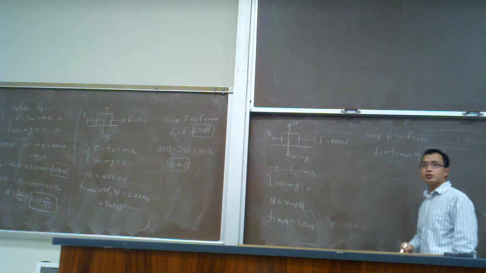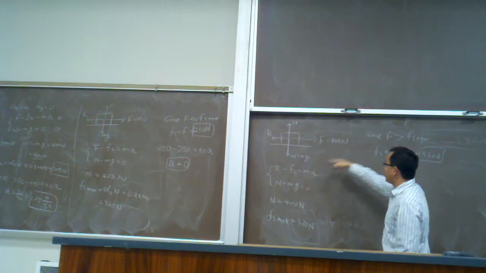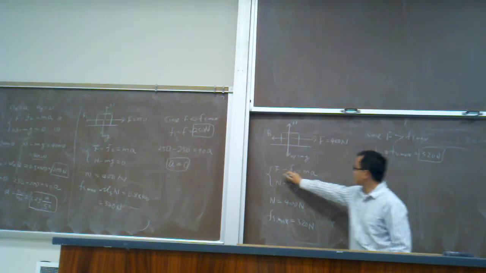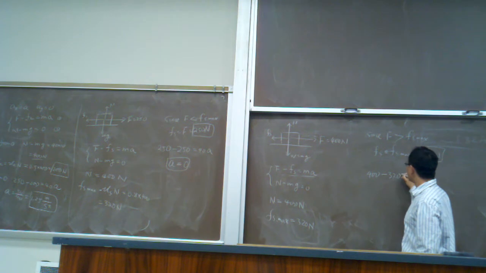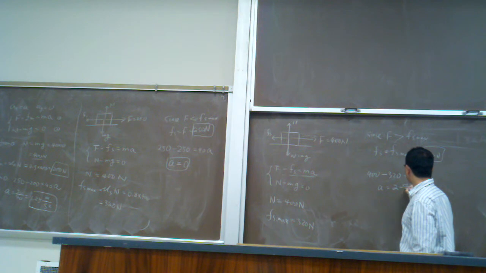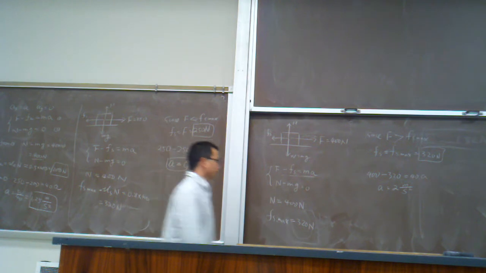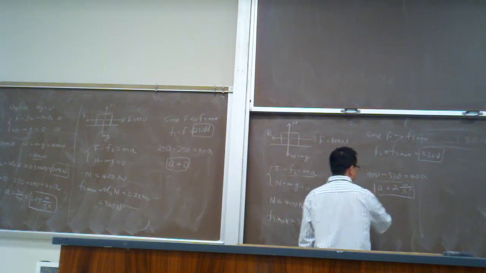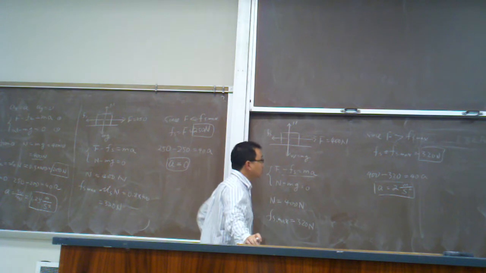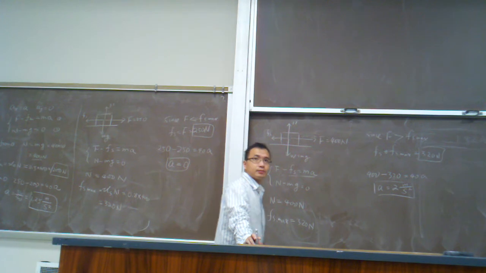Okay. If you use a different force to pull the object, the acceleration can be calculated from this equation: 400 minus 320 equals 40a. So a equals 2 meters per second squared. Of course, you should expect the acceleration shouldn't be 0, because now the external force is larger than the maximum static frictional force, so it should produce some acceleration. Okay. Any question here?